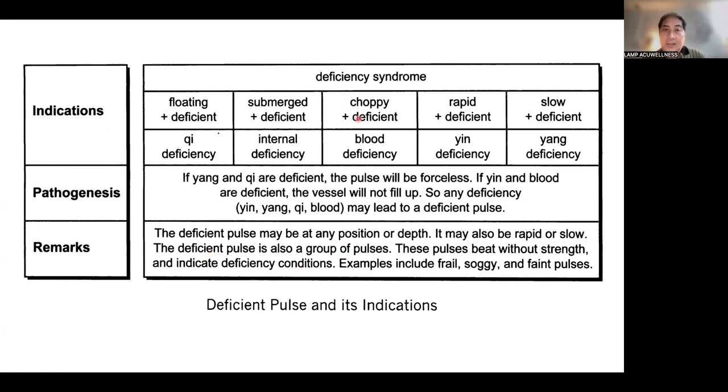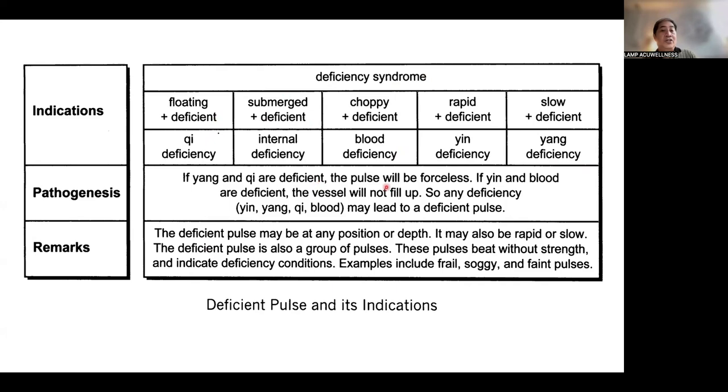We all know that this is a deficiency syndrome. If the pulse is floating and deficient, deficient siya tapos nagfo-float, that's qi deficiency. If it is submerged and deficient, that's internal deficiency. Choppy and deficient, that's blood deficiency. Rapid and deficient, yin deficiency. Slow and deficient, yang deficiency.